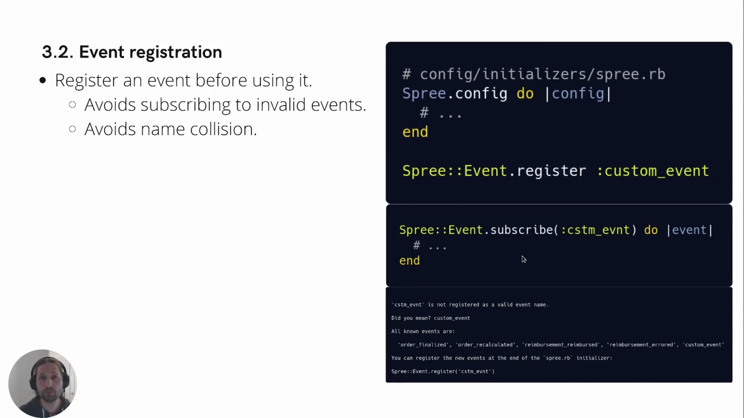That was all for the basic publish and subscribe features. However, before doing that, an event needs to be registered. This might seem like an unnecessary bureaucracy, but the benefits are twofold. On the one side, it avoids subscribing to invalid events. For instance, it saves us from a typo. On the other hand, it also avoids name collisions between Solidus core events and custom ones. Events need to be registered at the end of the Spree initializer. That's because the events need to be available before the subscriber modules are loaded.